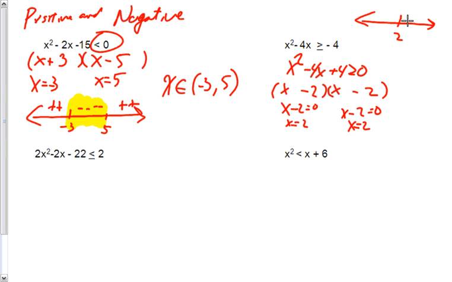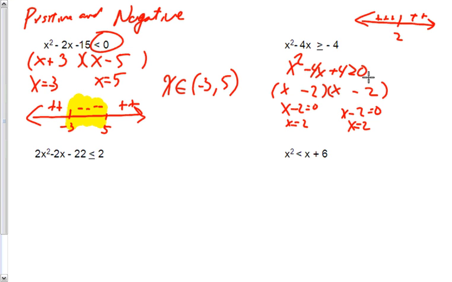I plug in 10. I plug it into this statement here. One where it's greater than or equal to 0. 10 squared is 100. 100 minus 40 is something positive plus something is positive. It's positive. Try 0. 0 minus 0 plus 4 is positive. We're all positive. We want it greater than or equal to 0.